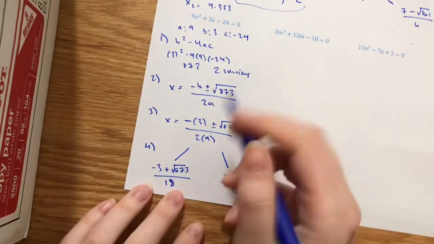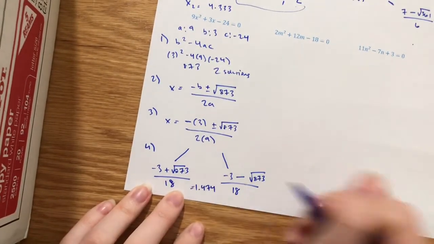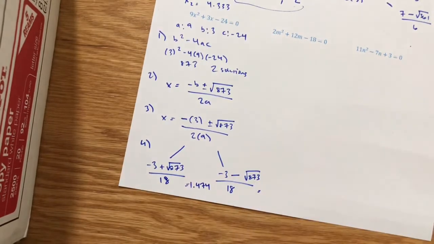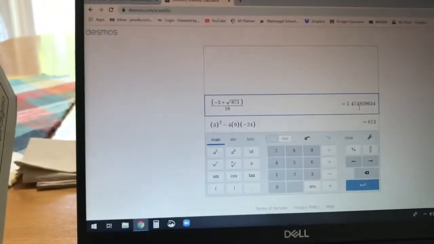So your first one is 1.474. And then to find the next one, let's just change the plus to a minus. See what we get.